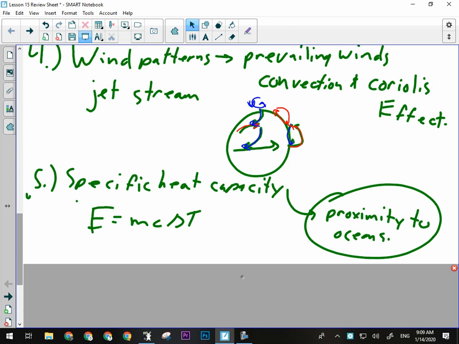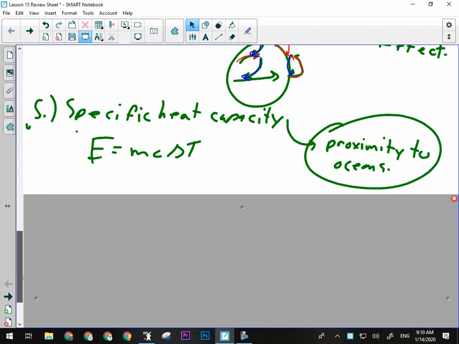Also remember that specific heat capacity has a role to play in the factors that affect climate. If that's something you're explaining in another question, it's not a bad idea to just drop specific heat capacity into that explanation. Proximity to the ocean affects climate because the ocean has a big heat capacity, etc. So solving an E equals mc delta T question.